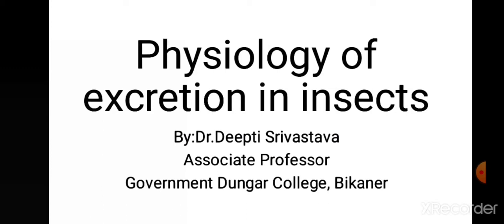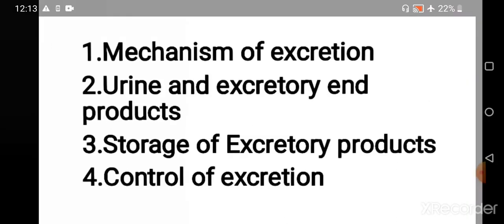Today we will discuss the physiology of excretion in insects. The excretory system eliminates nitrogenous waste products, excess salts and water, amino acids, and pigments, and maintains their concentration. Contents: mechanism of excretion, urine and excretory end products, storage of excretory products, control of excretion.